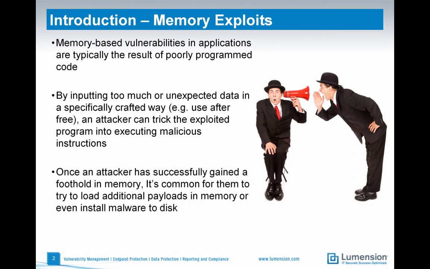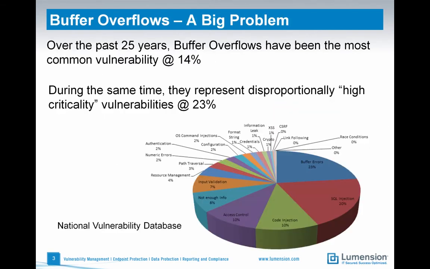Once an attacker has successfully gained a foothold in memory, it's common for them to try to load additional payloads into memory or even to install more permanent payloads to disk. There are many different types of memory exploits. When an attacker inputs too much data and a storage area is overrun, the exploit is simply known as a buffer overflow or buffer overrun. You may hear more specific terms relating to the particular area of memory that was overrun, such as the stack, to create a stack overflow, and stacks are typically used for the management of more dynamic data, or a heap overflow, where heaps manage more static data.